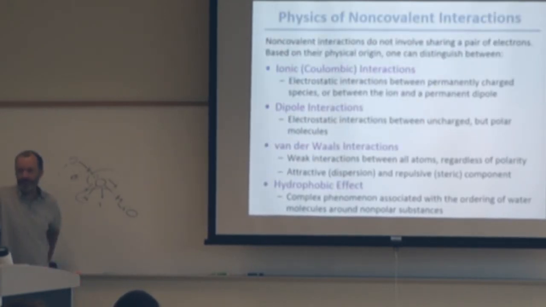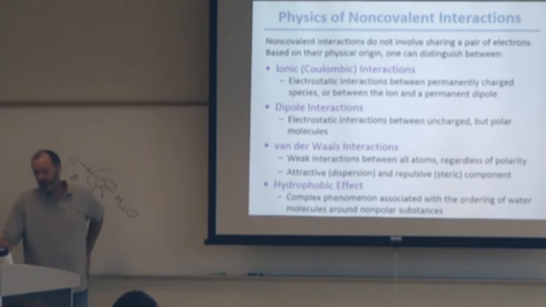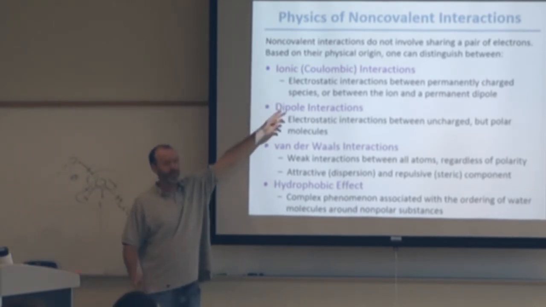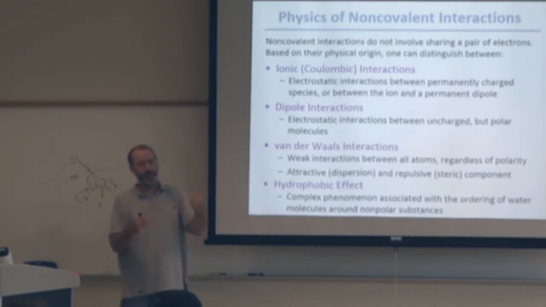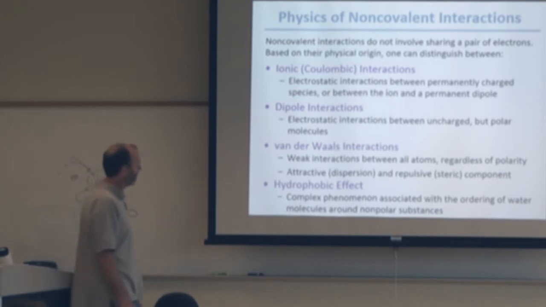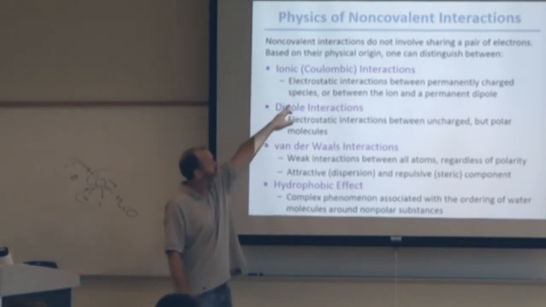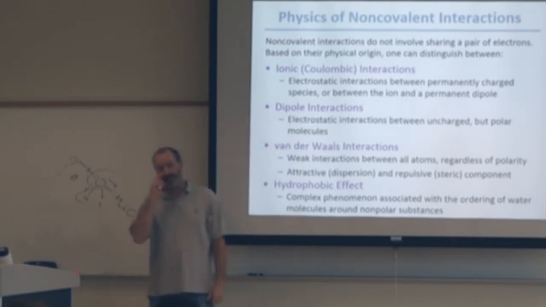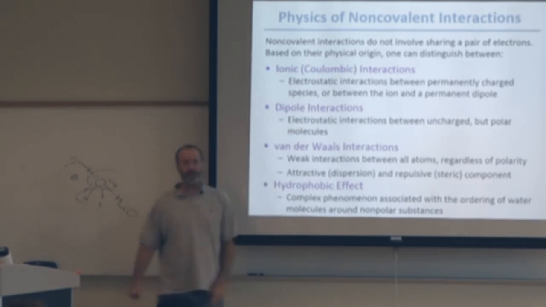Physics of non-covalent interactions. Non-covalent interactions do not involve sharing electrons. Basic chemistry stuff. Based on their physical origin, one can distinguish between them. Ionic interactions are equivalent, which means they're actual charges interacting, like sodium bound to chloride to make sodium chloride salt. You have electrostatic interactions between permanently charged species, or between an ion and a permanent dipole. We'll see this in protein structure.